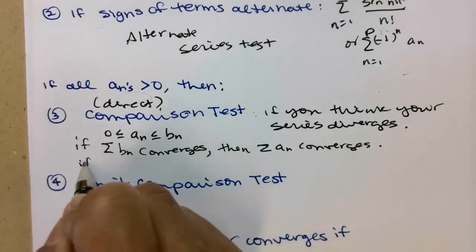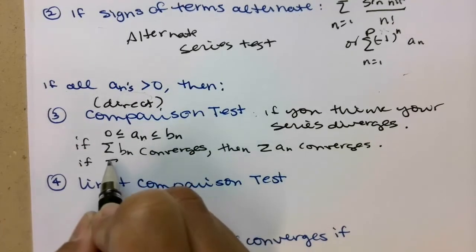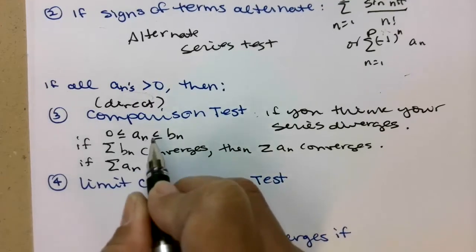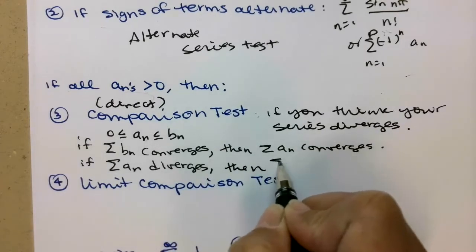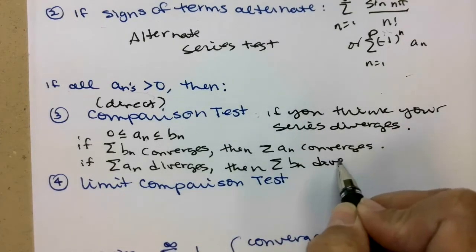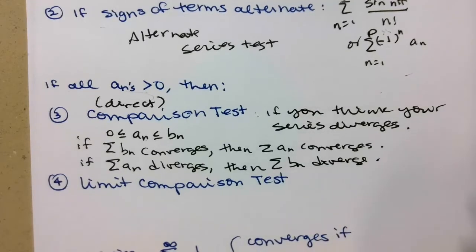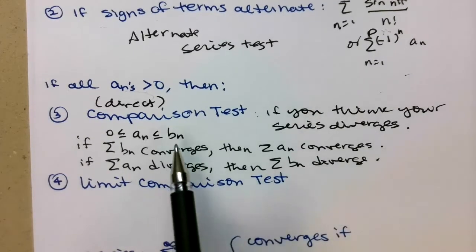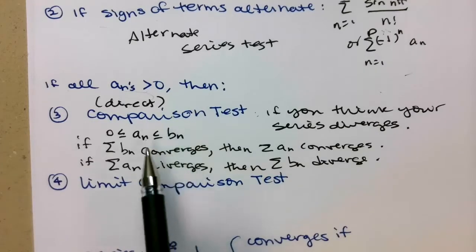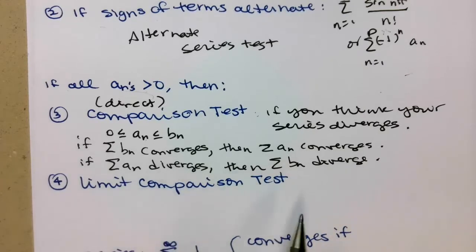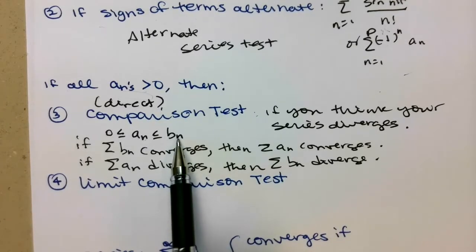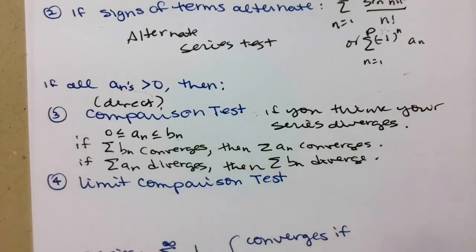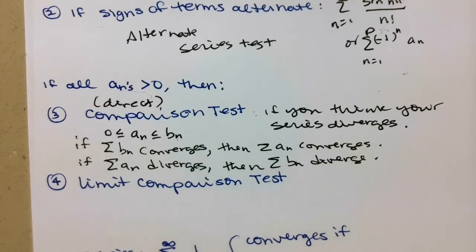And likewise, if the smaller one diverges, then the bigger one will also diverge. This is if you think that the one you're given diverges, and you can think of something that's always smaller than it that also diverges, then something bigger will also diverge because each successive term is bigger.